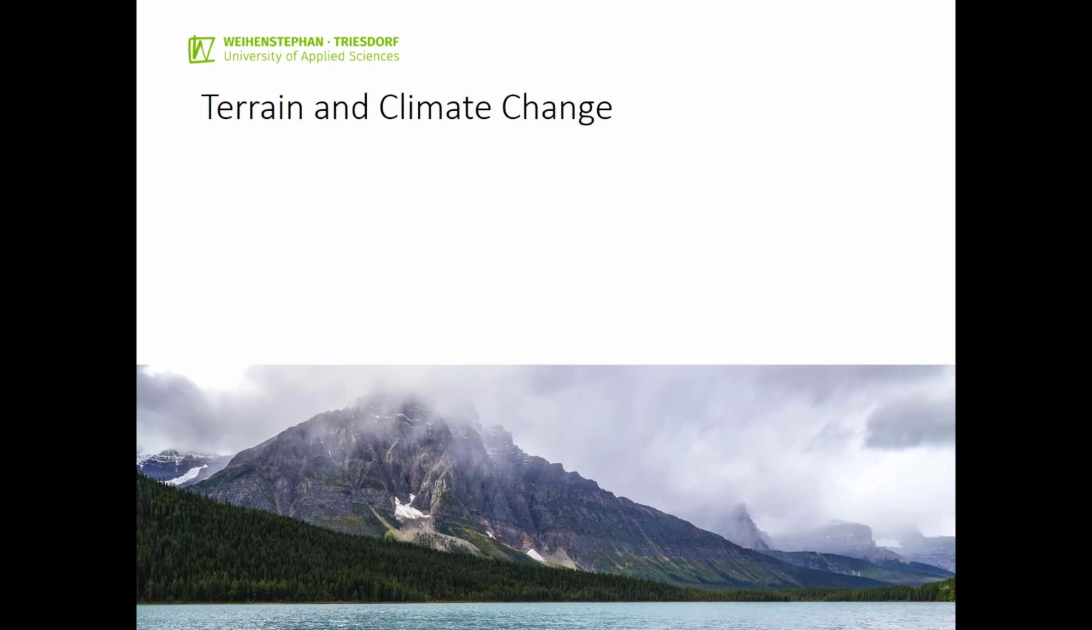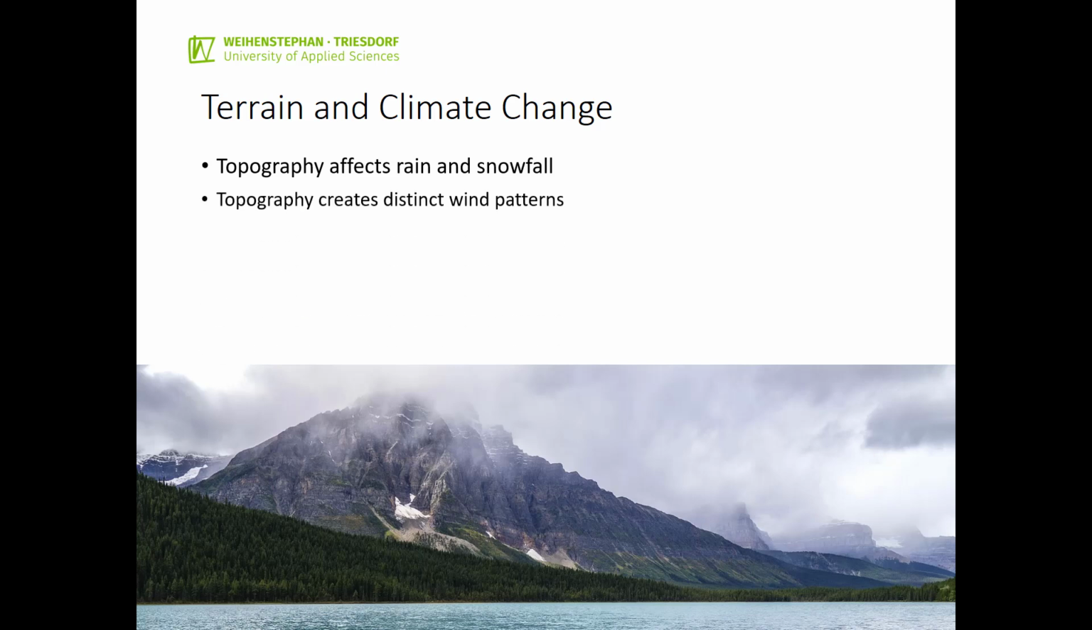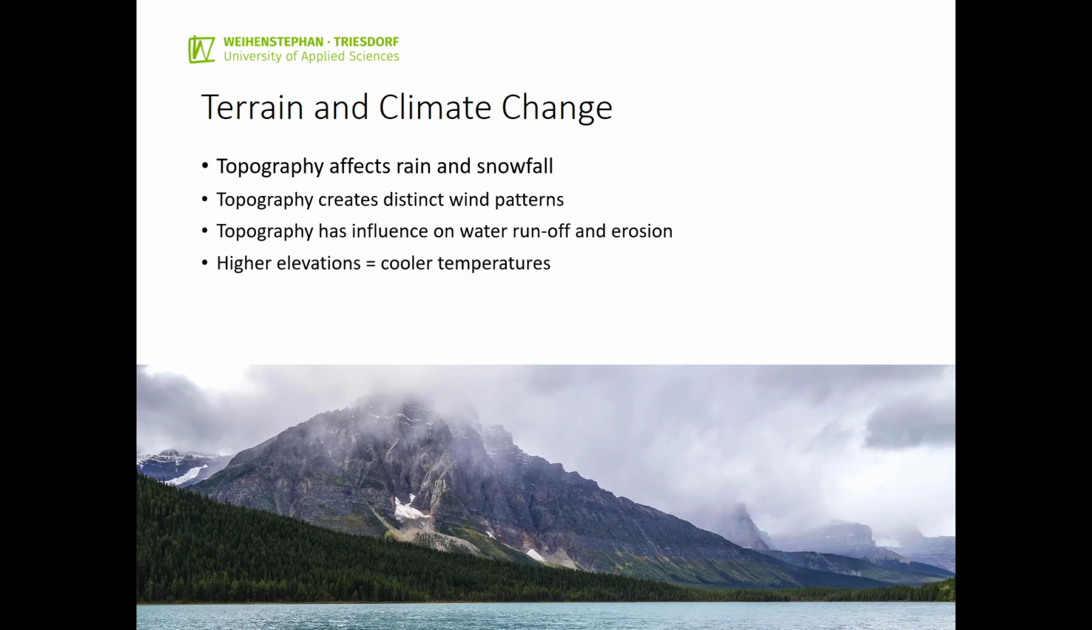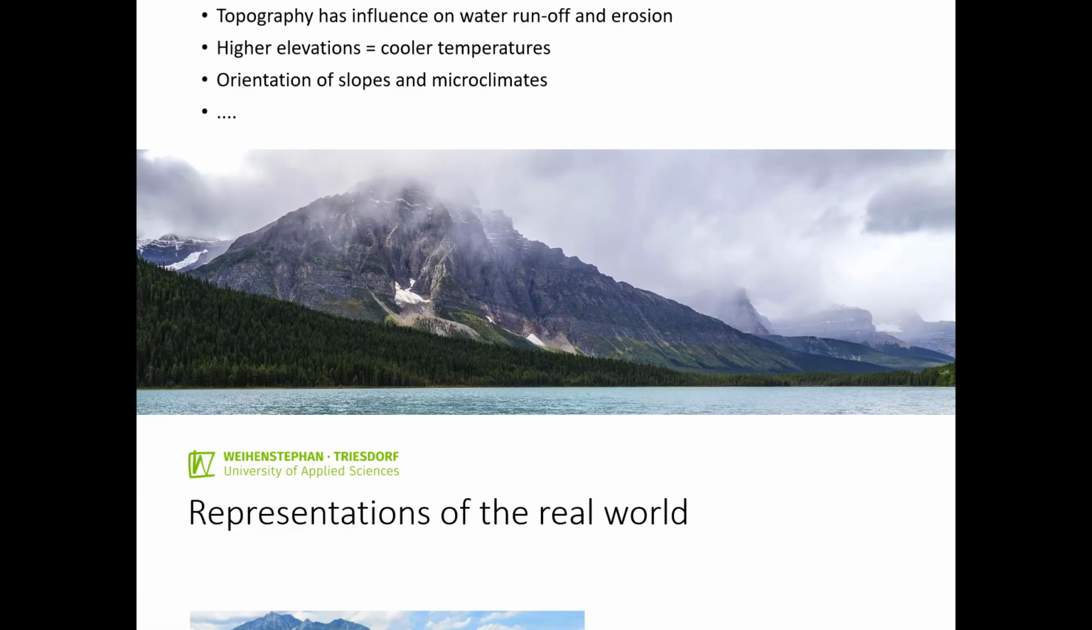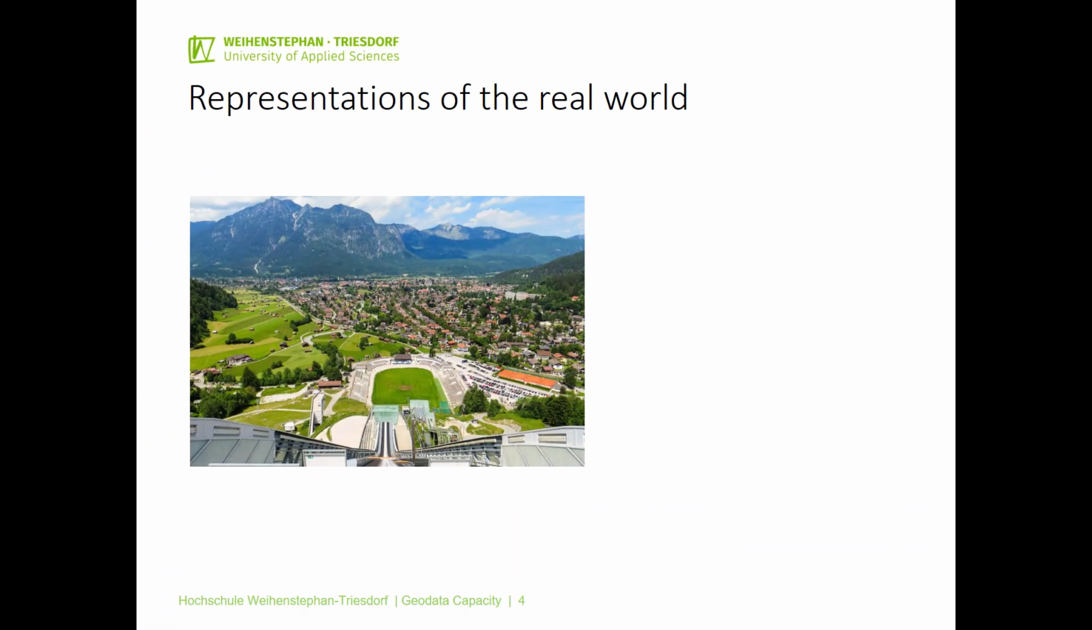Why is it important for climate change? Well, there are lots of interactions between terrain and climate change. Topography can affect rain and snowfall. It creates distinct wind patterns. Topography has an influence on water runoff and erosion. Higher elevations usually mean cooler temperatures. And the orientation of slopes and, in general, topographic features create certain microclimates. There are many more, and it's important to learn how to use terrain in GIS if you deal with climate change questions.